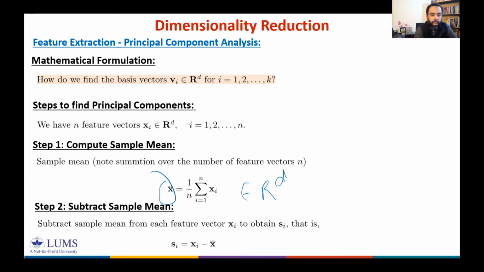And we call the resultant s_i. So s_i is simply x_i minus x bar. We subtracted the mean from every feature. So what's the interpretation of this? The interpretation is that you have data points, say you're in R^2. Subtracting the mean, you're shifting the center of the points to 0, simply shifting your data to the origin, right?